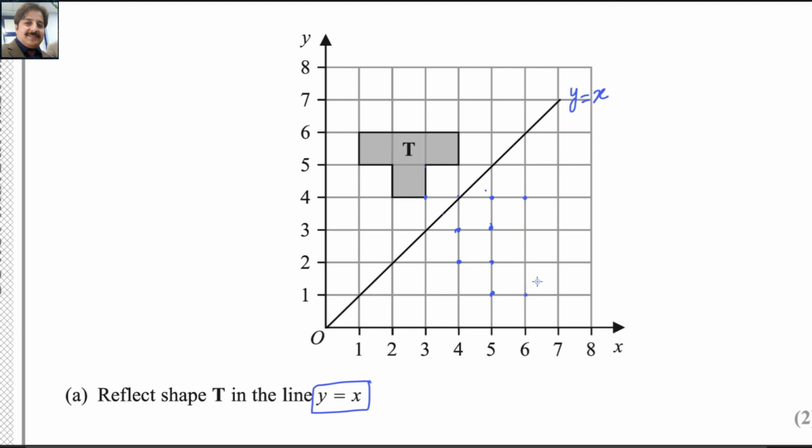Now the last step, you have to join all these points like that. Use the ruler, and here like that. So our figure will be like this. So this is the reflection in the line y equals x.